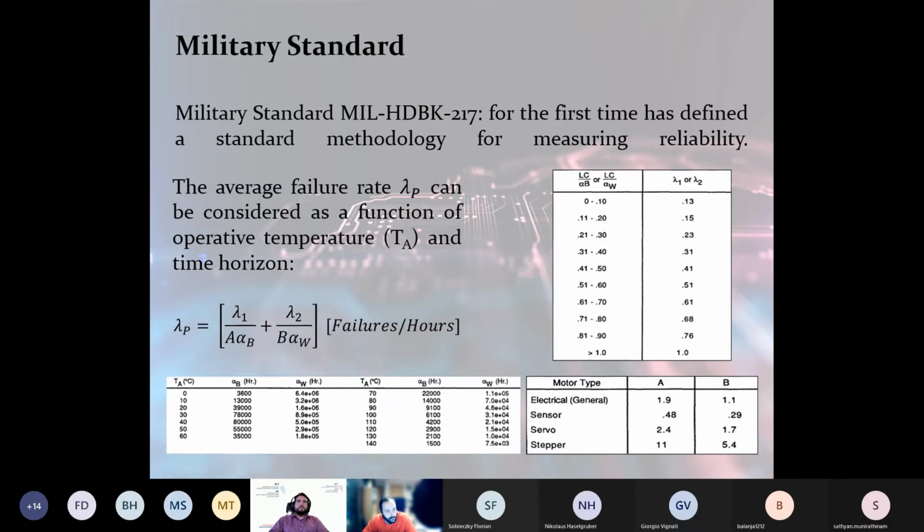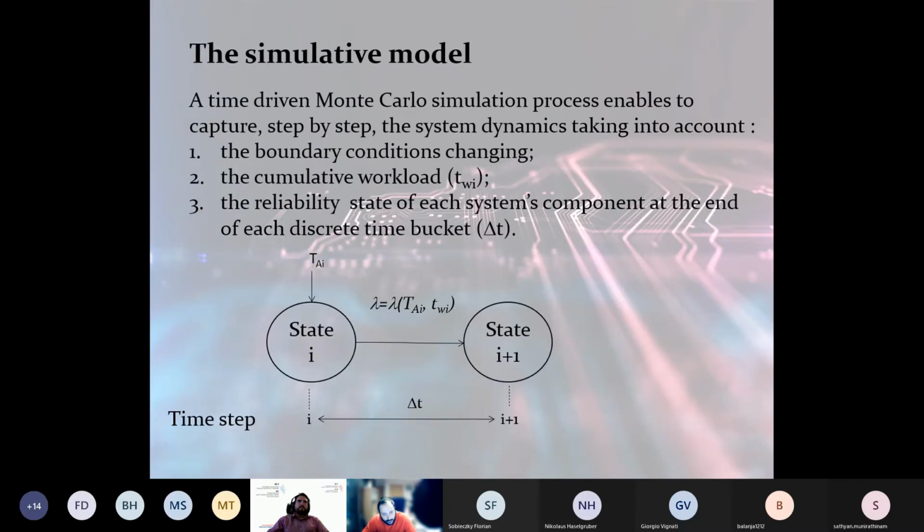But to do that, as I told you, we needed to build a simulator model, which has been used to create a Monte Carlo simulation. And we provided some working conditions and some other information that depends on the time, on the mission time, on the cumulative workload. In this way, we compare these two different results. So here you can see how we want to carry out a Monte Carlo simulation.